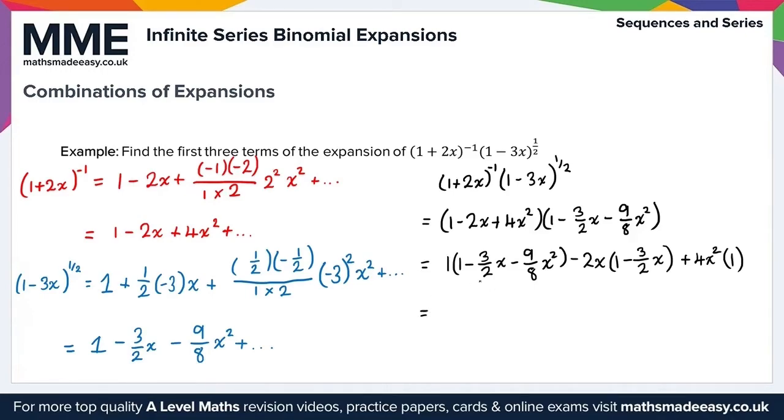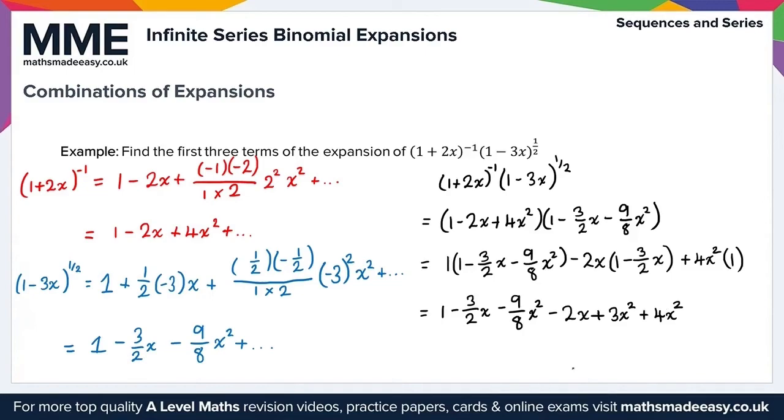And to do that, we just need to expand all brackets here where we can. So expanding this first bracket here with this 1, I'm going to get 1 minus 3 over 2x minus 9 over 8x squared. Okay, so that's our first term. That's our first part here. We've got minus 2x times by this bracket, so that's going to give me minus 2x, and in that case, I'm going to get plus 3x squared there. And finally, we get a plus 4x squared there.